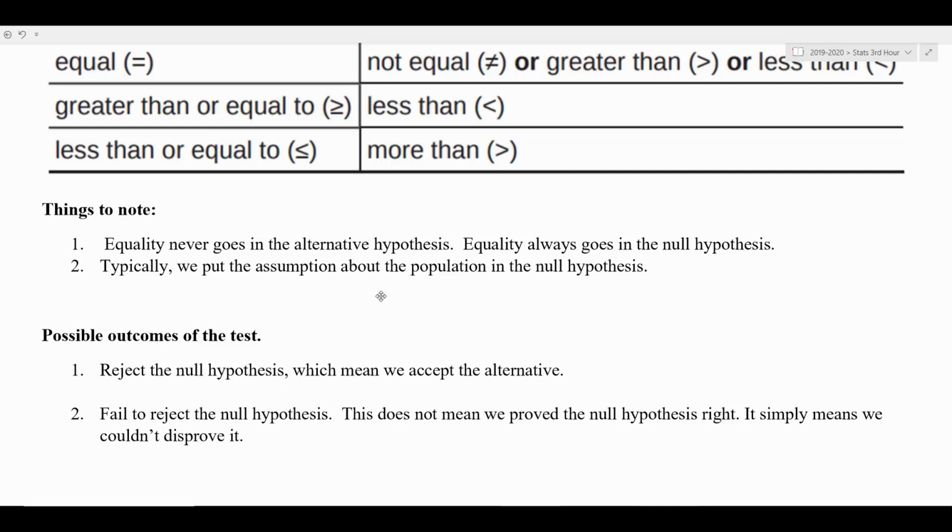The second option would be to say, well, I don't have enough evidence to say that you are guilty, so I can't reject the idea that you're innocent. I'm not saying you are innocent, I just don't have enough evidence to prove that you're not.